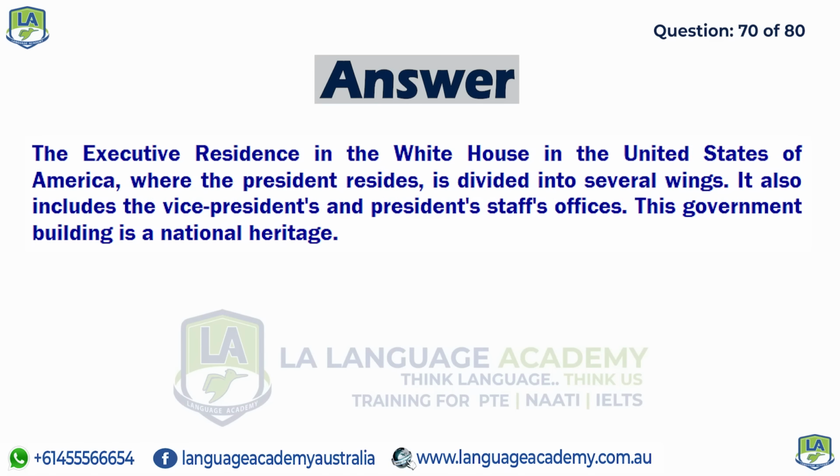The executive residence in the White House in the United States of America, where the president resides, is divided into several wings. It also includes the vice president's and president's staff's offices. This government building is a national heritage.